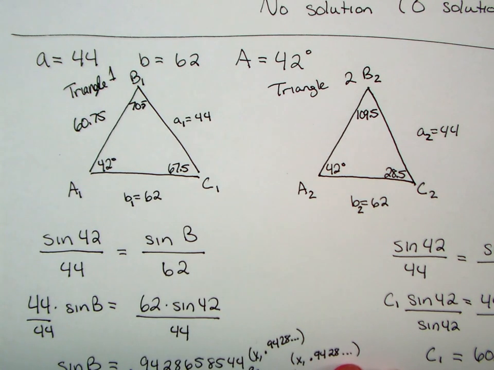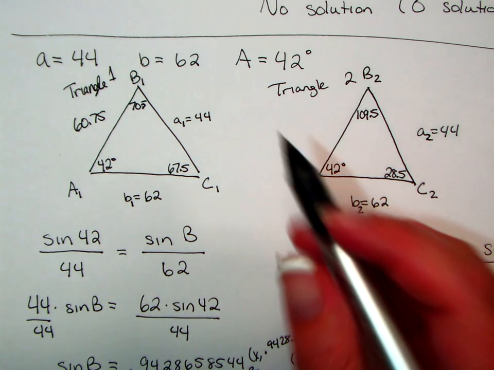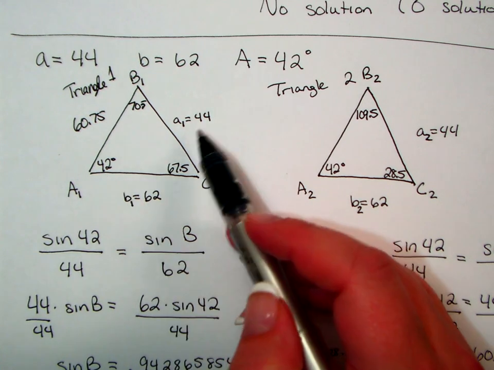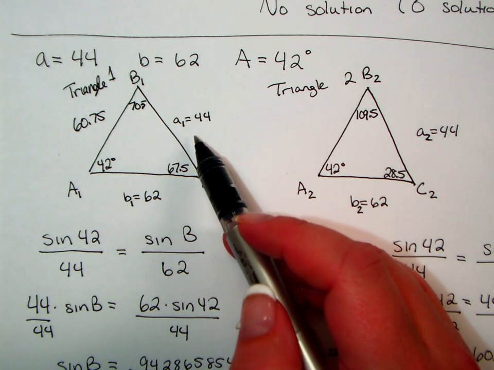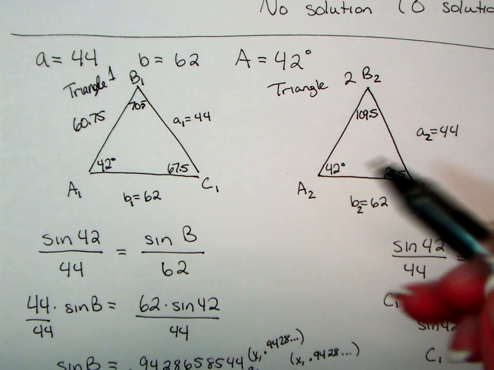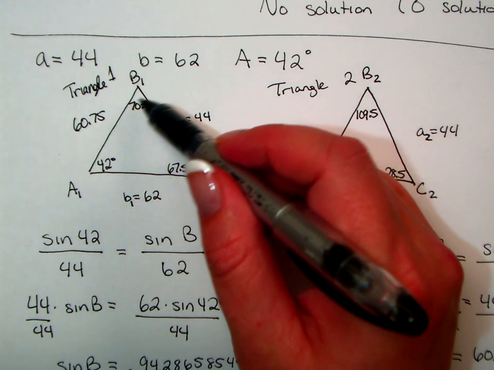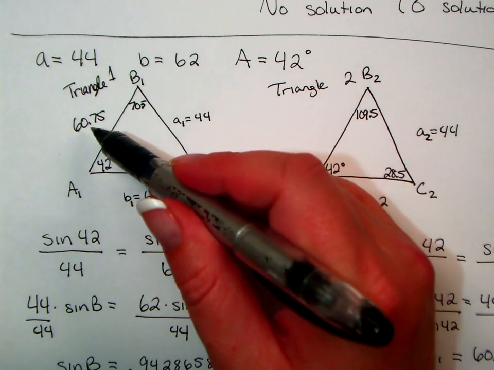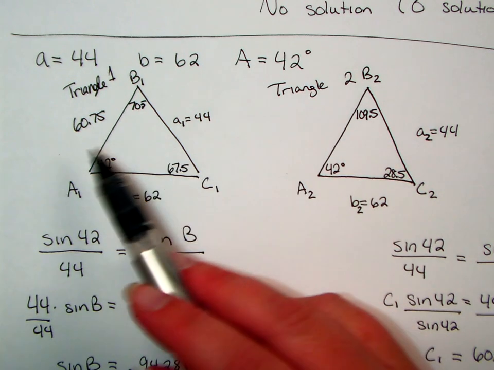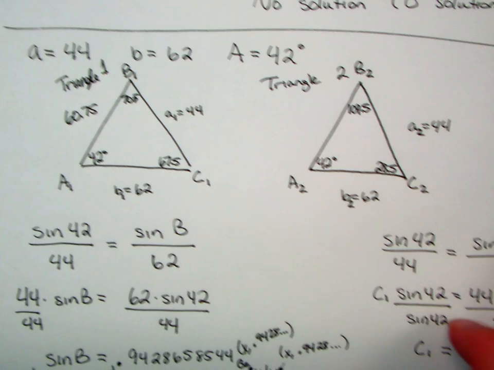Now, is it correct? Is the smallest side across from the smallest angle? So the smallest angle is 42. 44 is the smallest side. Is the largest side across from the largest angle? The largest angle is 70.5, and its side 62 is bigger than the other side. Okay, so it did work. The spot check worked out. So I think we're correct there.